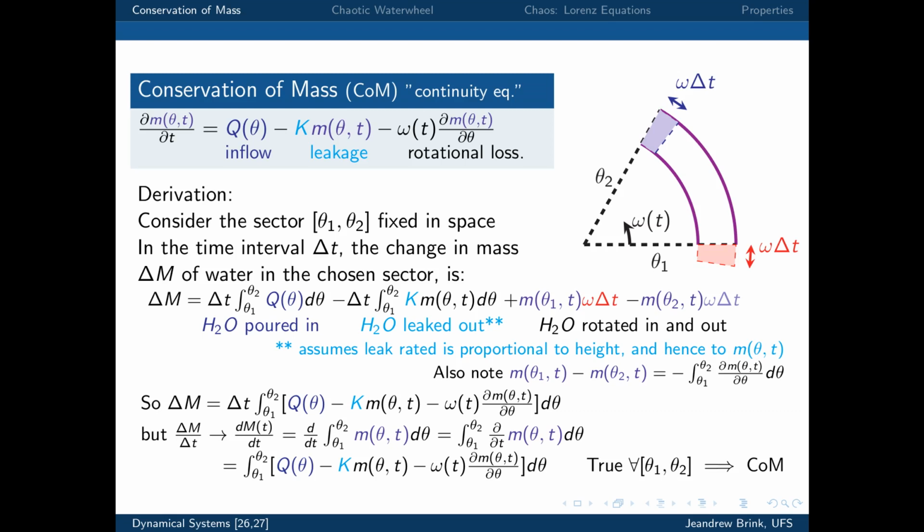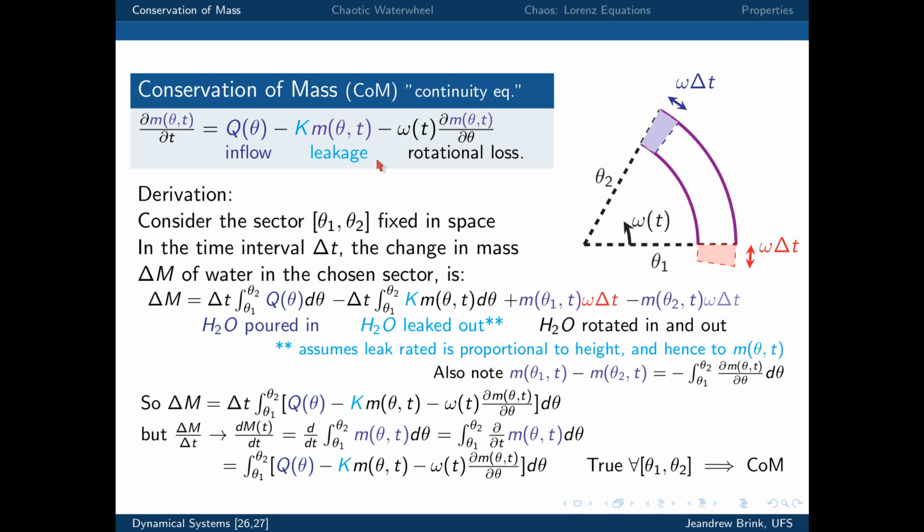showed that for the water wheel, instantaneously the change in mass of a sector of the water wheel is the amount of stuff you're pumping in minus the amount of stuff that's leaking out, minus the amount of stuff that's rotating out, plus the amount of stuff that's rotating in, because we viewed the function in the fixed frame, in other words, in the lab frame. And ultimately, we came up with this conservation of mass, or sometimes I call it also the continuity equation.